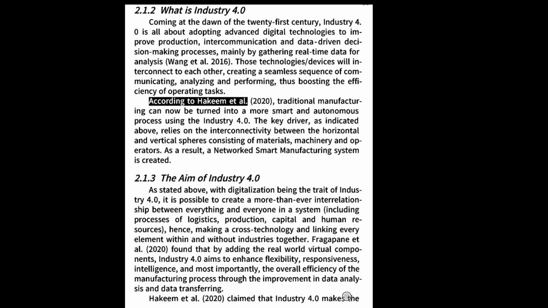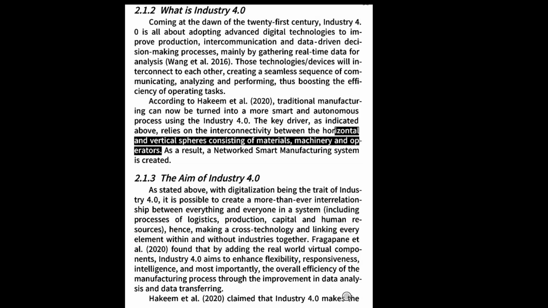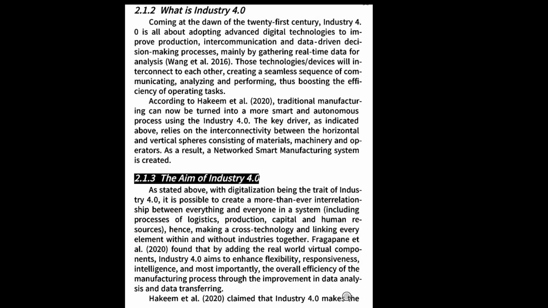According to Hizam et al. 2020, traditional manufacturing can now be turned into a more smart and autonomous process using Industry 4.0. The key driver, as indicated above, relies on the interconnectivity between the horizontal and vertical spheres consisting of materials, machinery and operators. As a result, a networked smart manufacturing system is created.